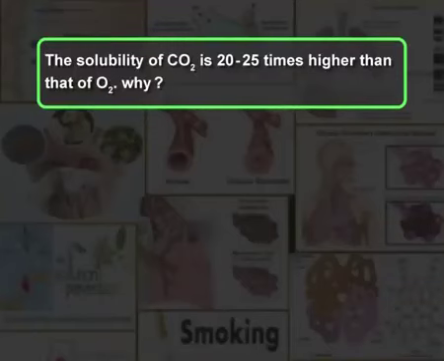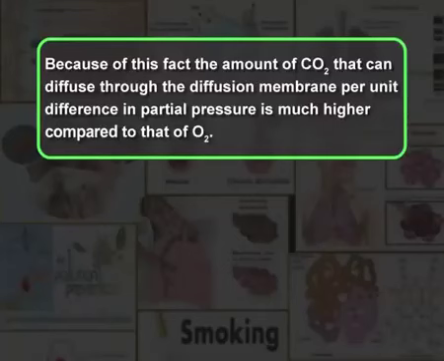You know that the solubility of carbon dioxide is 20 to 25 times higher than that of oxygen. Now, can you tell me the reason? It is because of this fact that the amount of carbon dioxide that can diffuse through the diffusion membrane per unit difference in partial pressure is much higher as compared to that of oxygen.